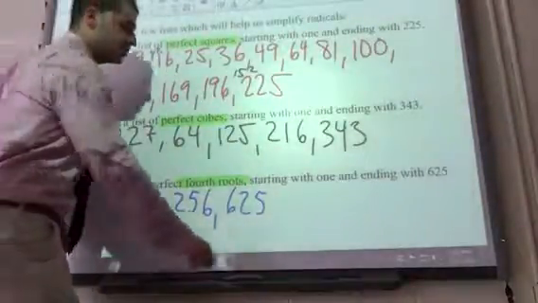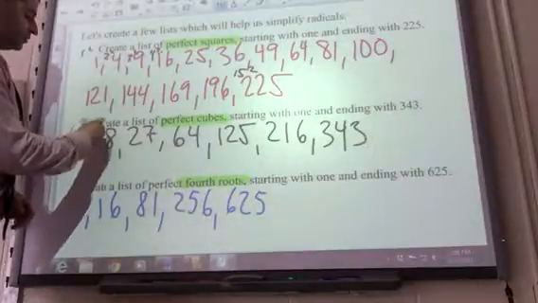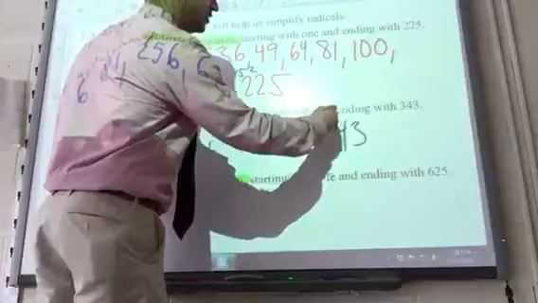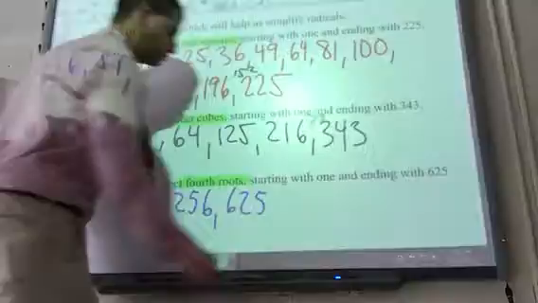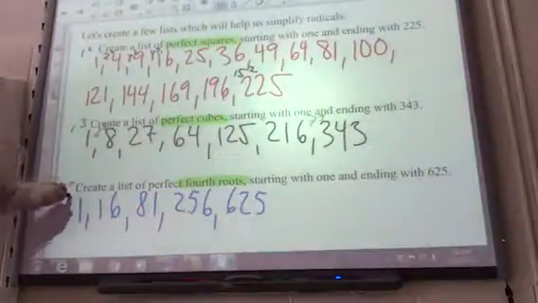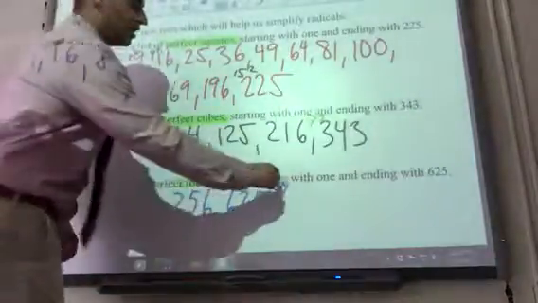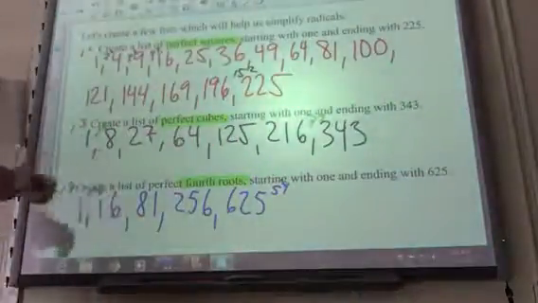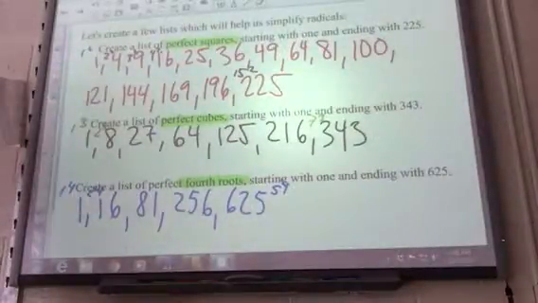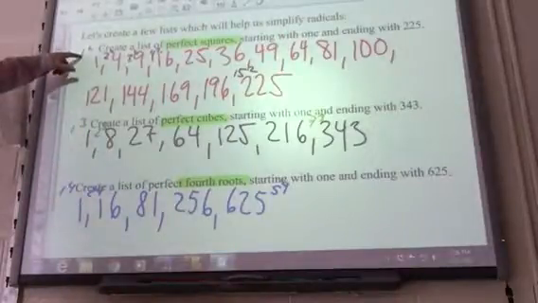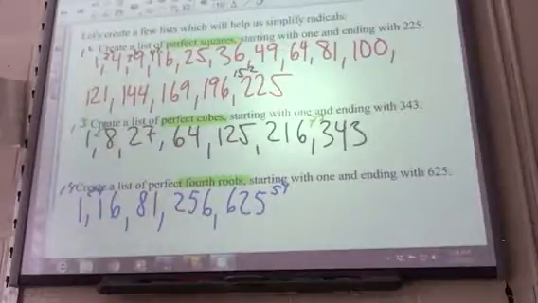And for the cubes, 1 cubed, 2 cubed, all the way up to 7 cubed. Cubed is just a third power, like a cube root would have a 3 as an index. And then fourth roots, 1 to the 4th, 2 to the 4th, all the way up to 5 to the 4th. Obviously there are more perfect cubes, squares, fourth roots out there, but for the sake of our class, I don't think we need any numbers other than these. So remember, for squares, it's whatever the number is to the second power, to the third power for cubes, and fourth power for fourth roots.